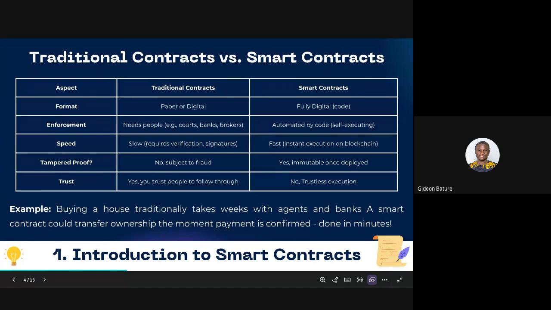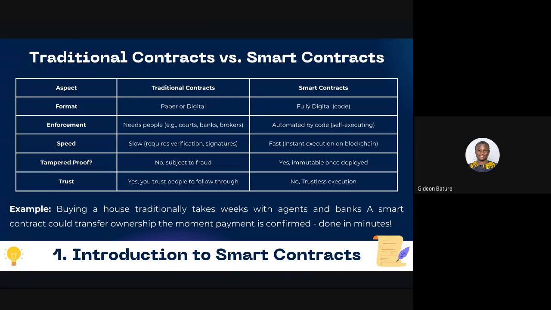So now let's look at why smart contracts are actually interesting, right? Let's compare them with the traditional contract. We all know contract. Agreement is agreement. I know some of you have sung the song. So now let's look at the difference between a smart agreement and a traditional agreement, because contracts are just simply agreements. Now we'll be looking at each of these aspects.